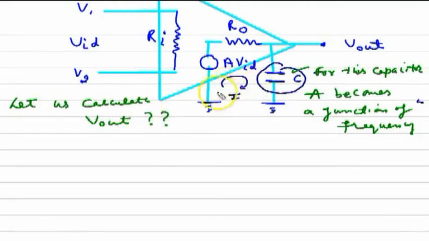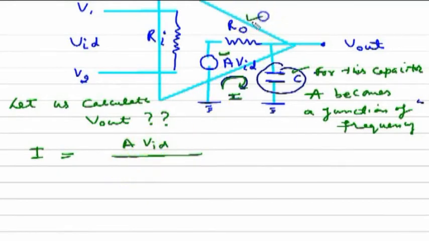Now let us calculate the V out. So this is a closed loop, and in a closed loop there is a voltage source A VID. So how do we find the current? Current equals the voltage source, which is A into VID, divided by the total resistance of the circuit. Total resistance is R naught plus the resistance of the capacitor, that is 1 over jC omega. So this is the current flowing in the loop.